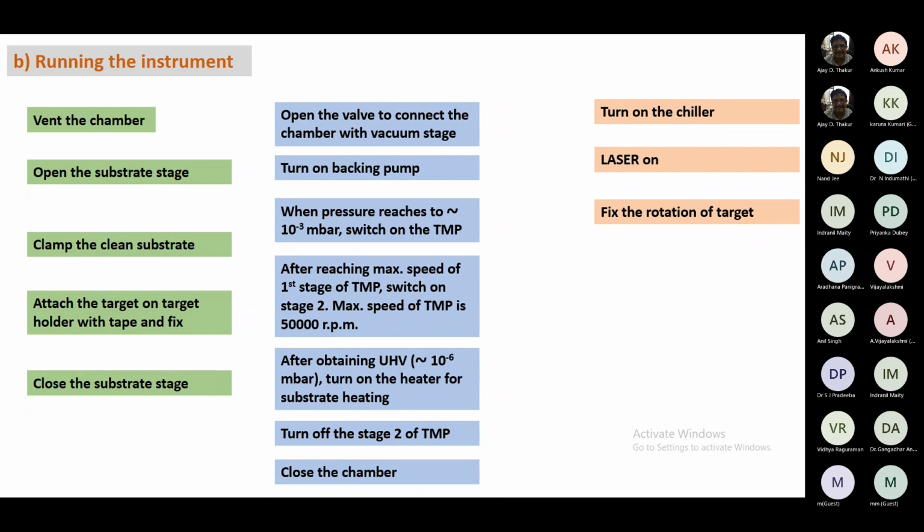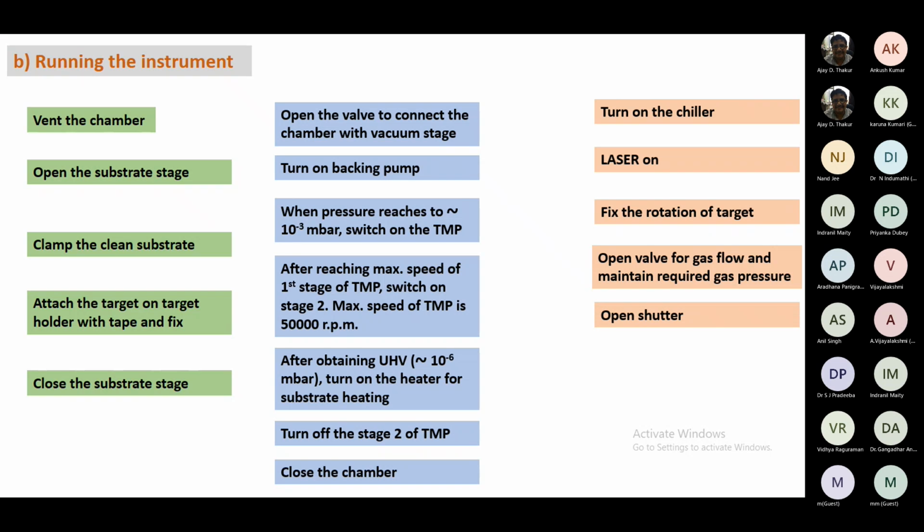Then we have to fix the rotation of the target, because the target rotation can be fixed from 0 to 360 degrees. Which target we have to ablate, we fix by this rotation of the target using the rotation controller, and then open the valve for the gas flow, if some gas flow is needed to maintain the stoichiometric ratio of this oxide material. Here we are actually depositing oxide, and if you want to deposit other materials, we can also do so using argon gas flow. Then the laser is ready after optical pumping.